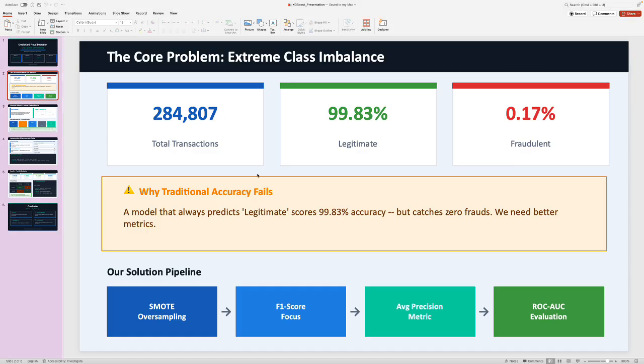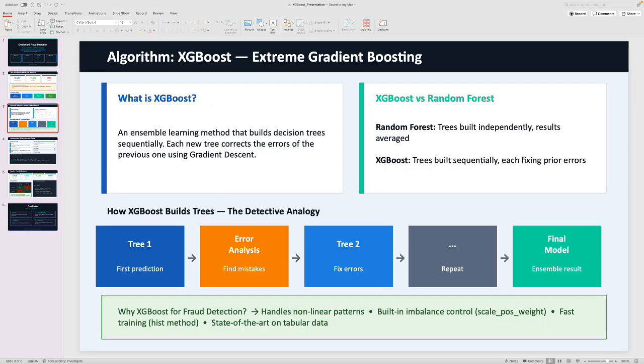To kick things off, I will be presenting XGBoost. Each new model looks at where the previous detective made mistakes. The second detective then focuses entirely on fixing the first detective's mistakes, and the third focuses on the second's. It uses gradient descent to minimize these errors over time. By the end, you have a strong unified model made up of hundreds of weak models, perfectly tuned to catch the tricky nonlinear patterns that fraudsters use.